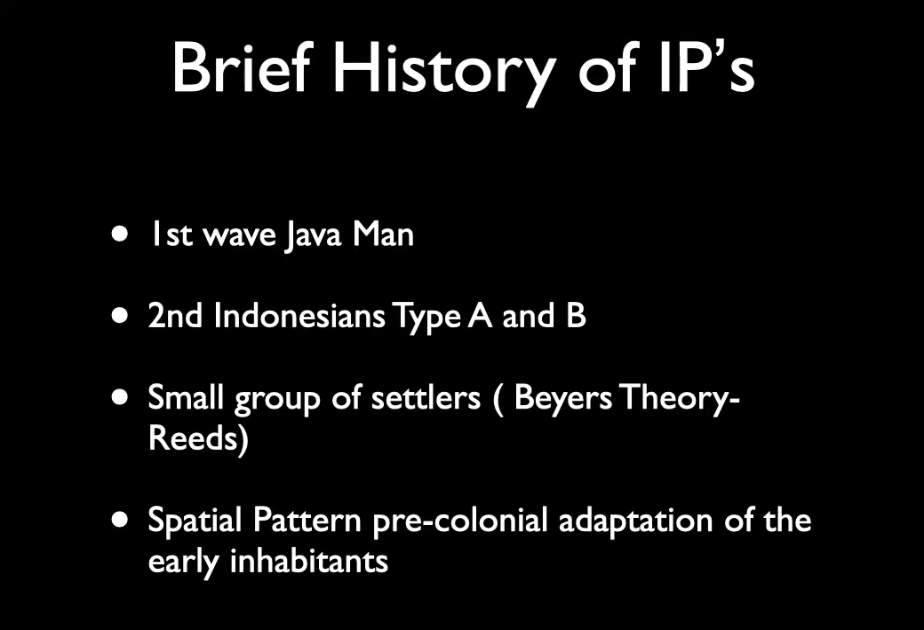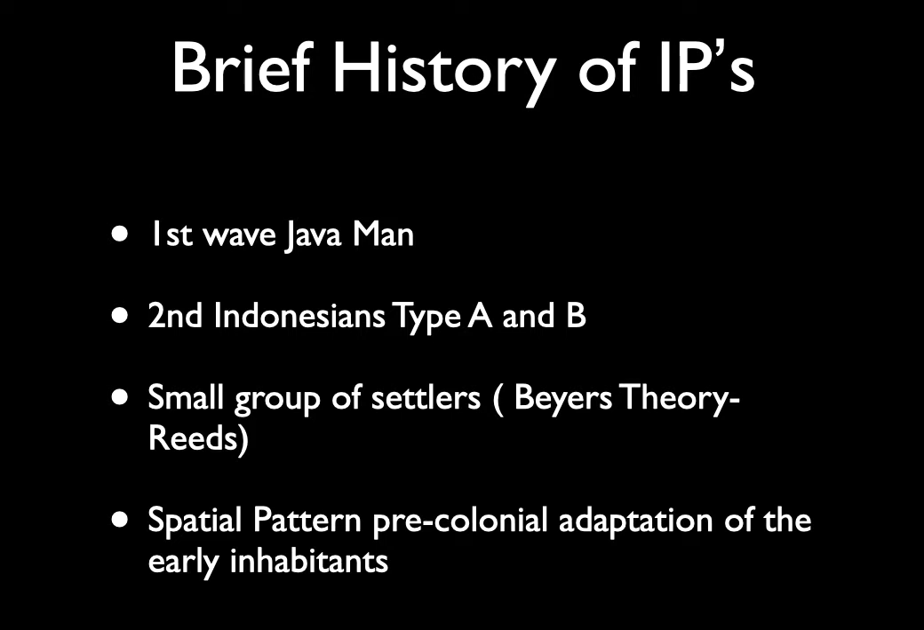Inhabitants and its environment in the Philippine early setting. The brief history of IPs or the indigenous peoples. The first wave was Jabaman. The second, Indonesians, type A and B. After that, we have the small group of settlers from the theory of Beyer.